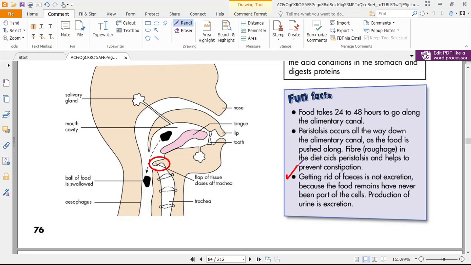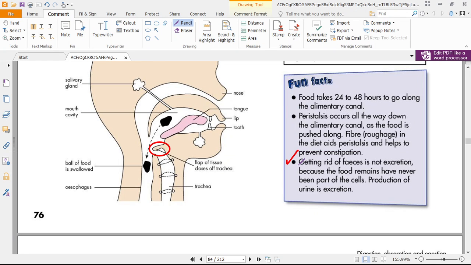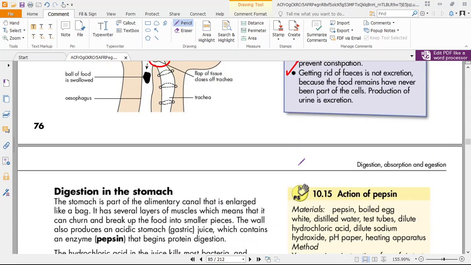And then it cannot be ingested back into the system for digestion, because bile and some other chemicals were sprayed on it, so it makes it unfit for consumption. I hope we are understanding this concept.